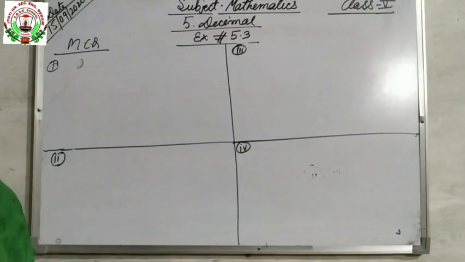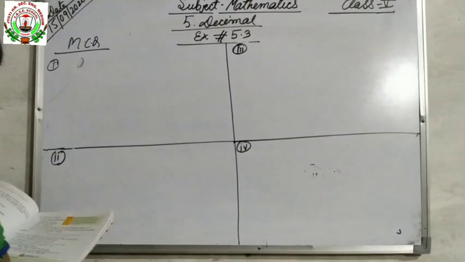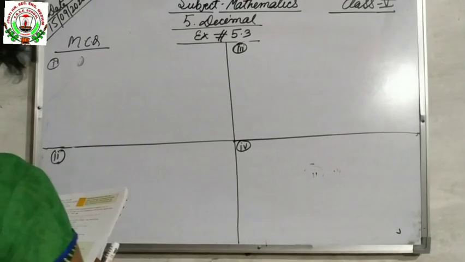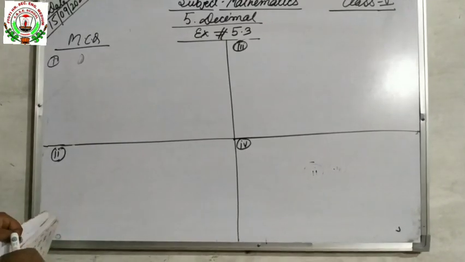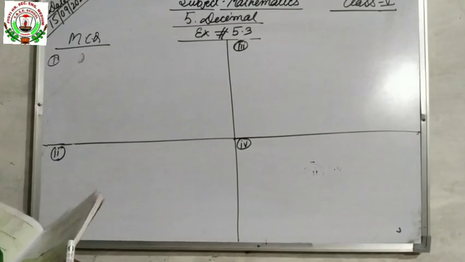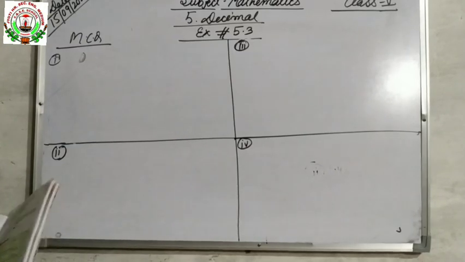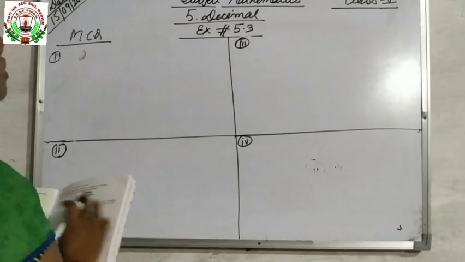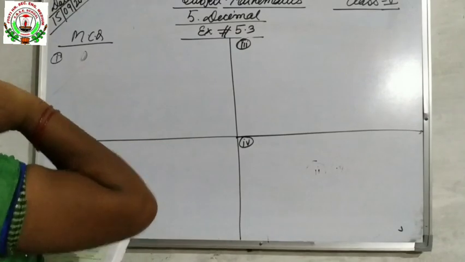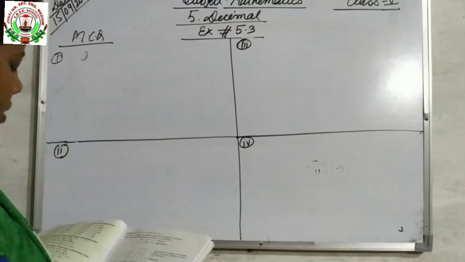Last class we have seen how to solve decimal like to unlike fraction, unlike to like fraction, and comparing of decimal numbers, ascending order and descending order. Today we will see addition and subtraction of decimals.